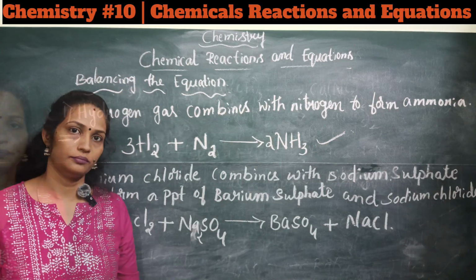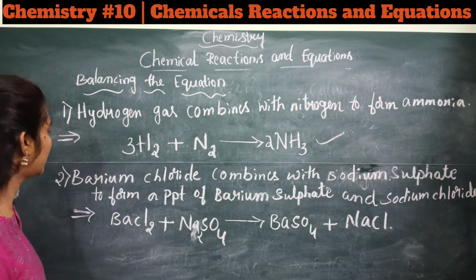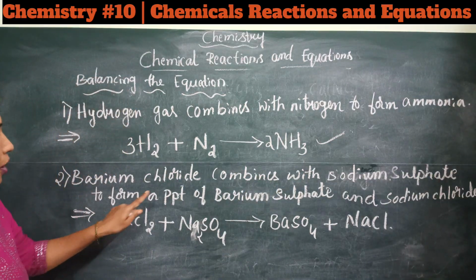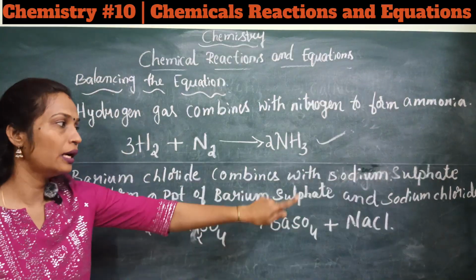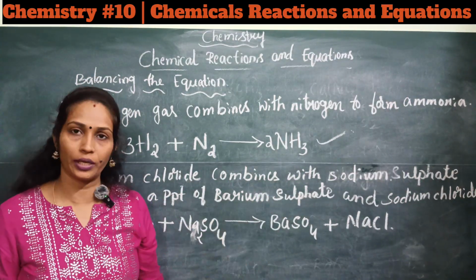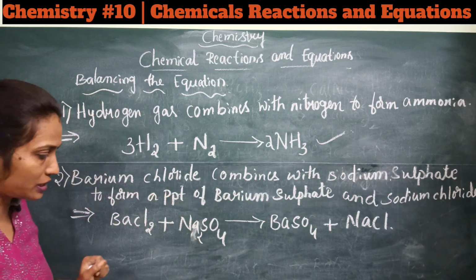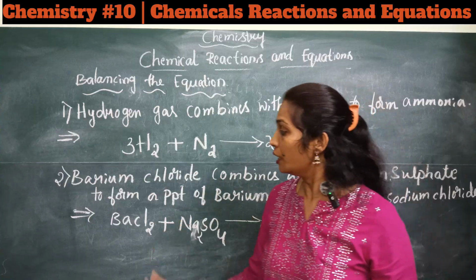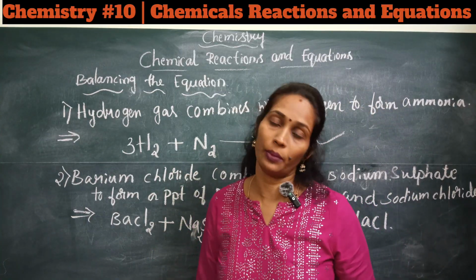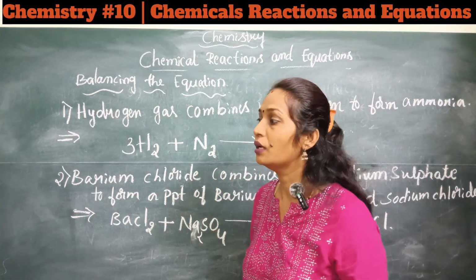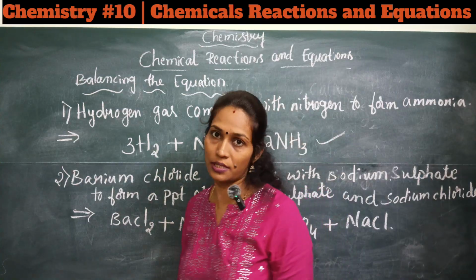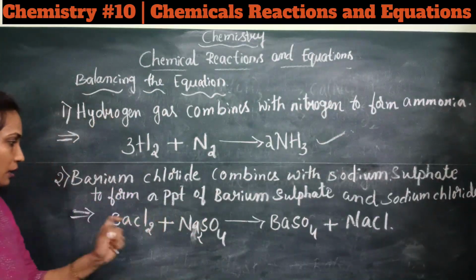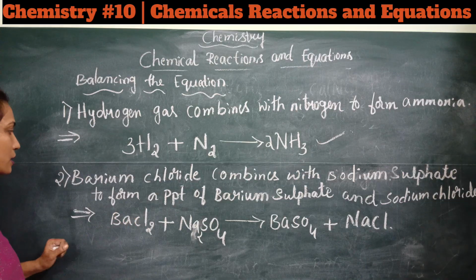Okay? Now the second question. What they have given: barium chloride combines with sodium sulfate to form a precipitate of barium sulfate and a salt, sodium chloride. What is the meaning of precipitate and all? You will come to know in the upcoming sessions on the types of reactions. During the explanation of double displacement reaction, there is a precipitate formation. There you will come to know about precipitate and everything. Now just for balancing the equation, you just take down this one.